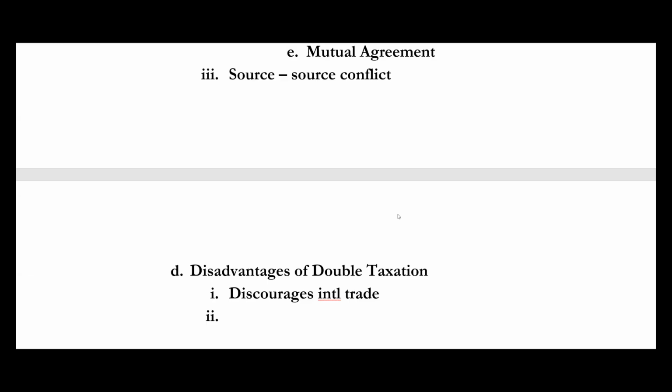Prof, it can discourage business. Okay, so let's put it in: discourages international trade. Let's take another point. Assuming you know that this income you've made, you are going to pay tax twice. Are you not mostly going to hide your income? Sure. Yes. So this can lead to tax evasion and avoidance. Okay, good. Yes, another point.